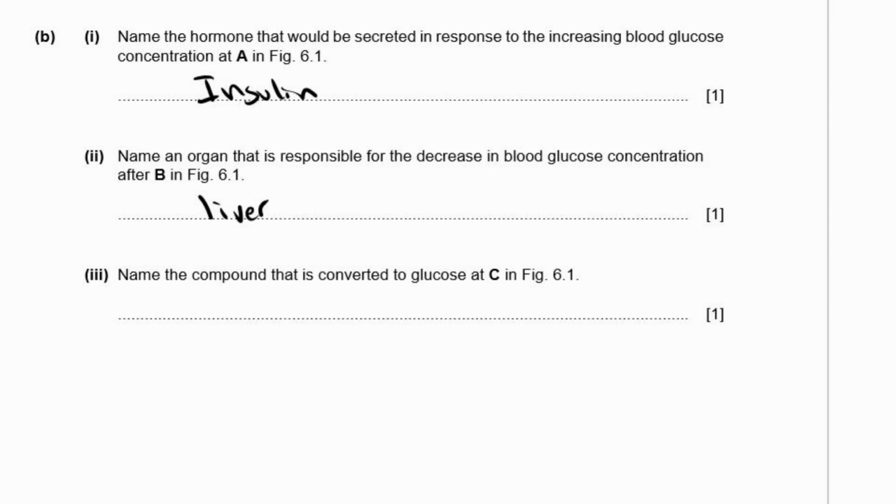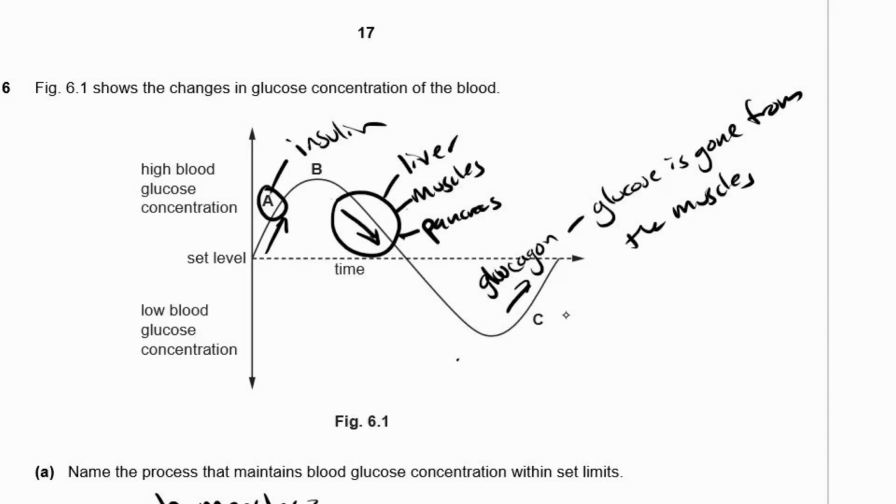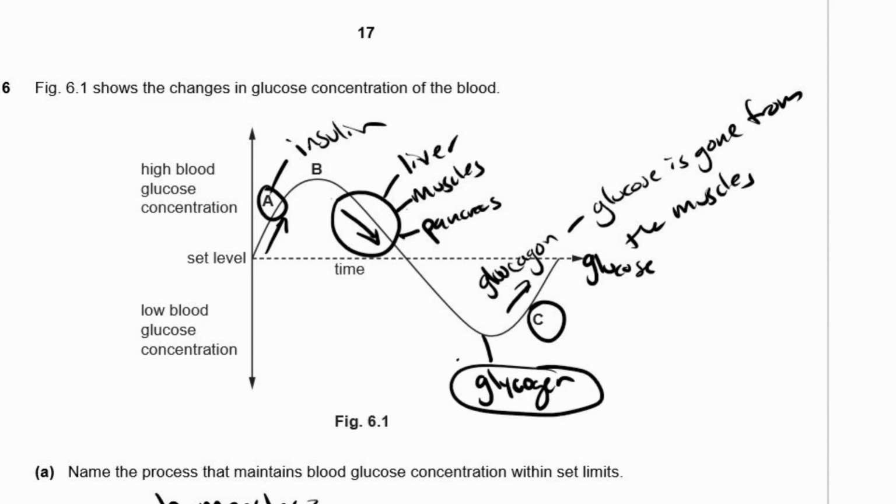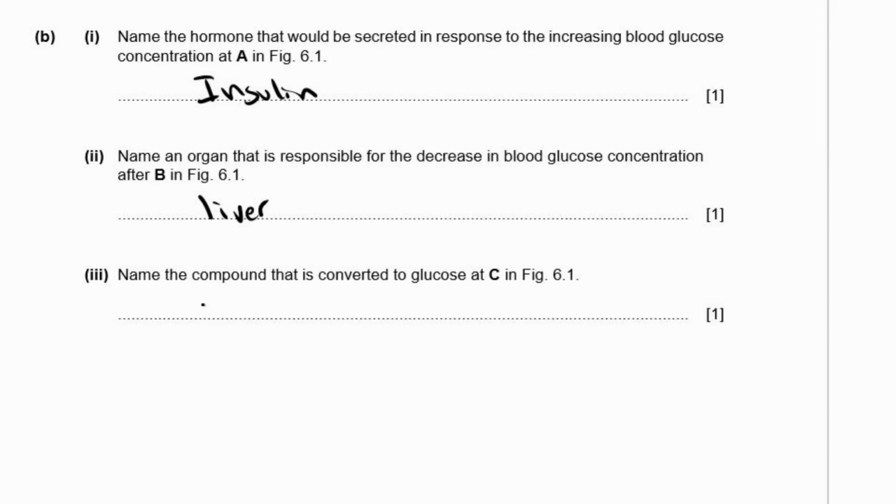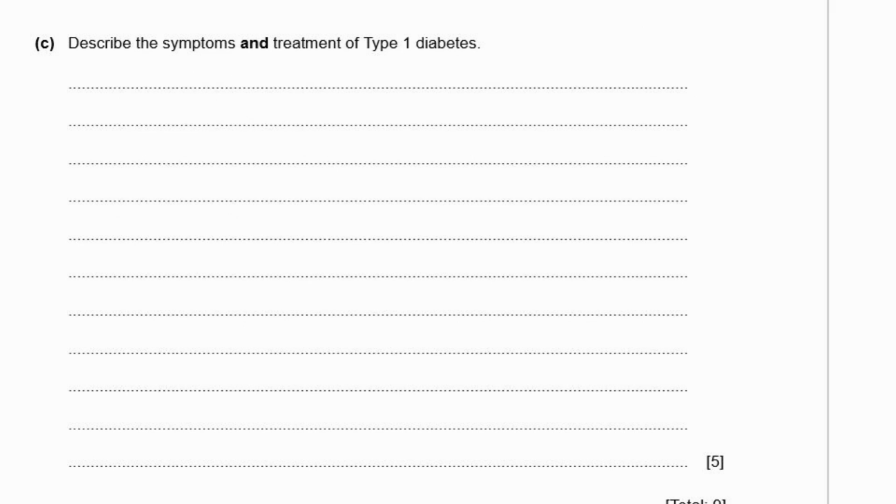3. Name the compound that is converted to glucose at C in figure 6.1. So here we have C. The insulin has caused glucose to be stored as glycogen, and glycogen is converted to glucose by the glucagon. So it's glycogen that is converted. Glycogen.